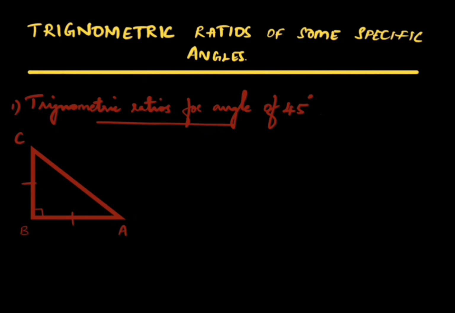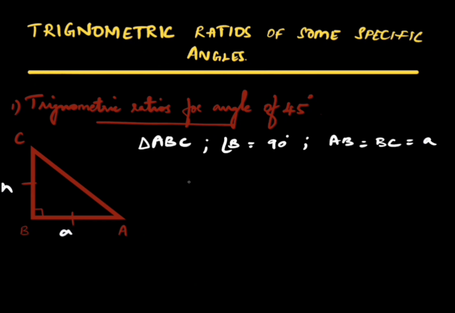First, we'll see trigonometric ratios for angle of 45 degree. Consider a triangle ABC, which is right angled at B, and it's an isosceles triangle. Isosceles triangle means two sides of a triangle are equal. Consider those sides to be AB and BC, and let them be A, which implies angle A is equal to angle C, according to the property sides opposite to equal angles of a triangle are also equal. So it comes to be 45 degree according to angles and property of triangle.